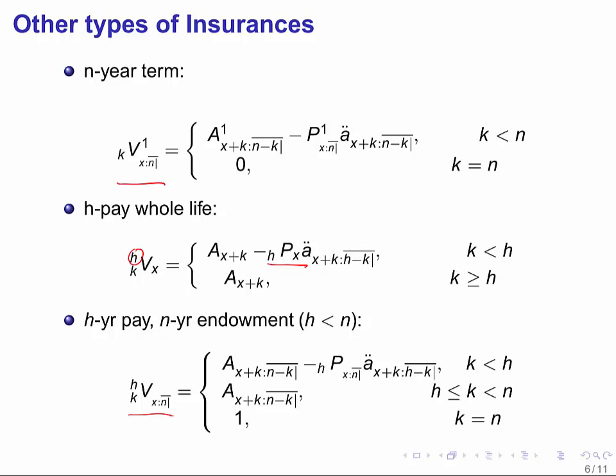And if K is greater than H but smaller than N, then there will still be future benefits, but there will be no future premiums. So we only keep the future benefits. And if K equals N, recall that the pure endowment benefit of an endowment is considered to happen right after N. So we need to reserve the amount of pure endowment at time N. In this case, it is $1.